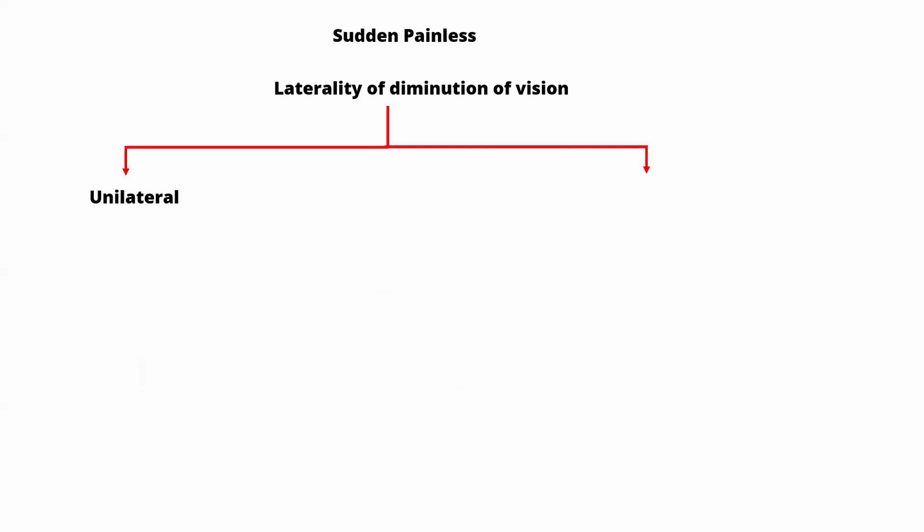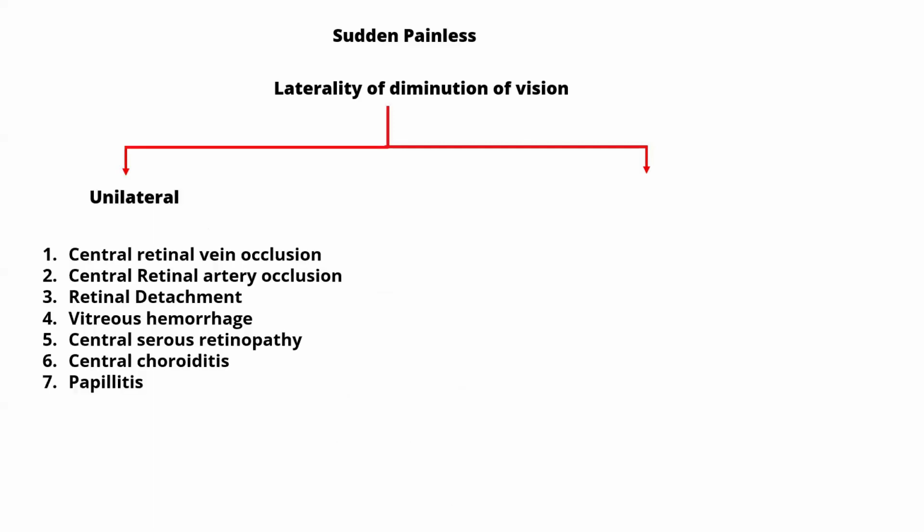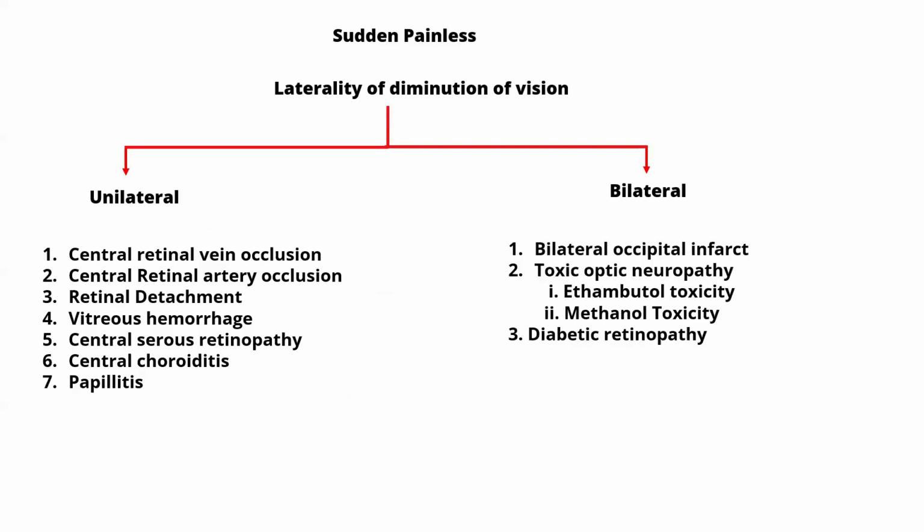If it's unilateral, what could be the cause for sudden painless loss of vision? Central retinal vein occlusion, central retinal artery occlusion, retinal detachment, vitreous hemorrhage, central serous retinopathy, central choroiditis or papillitis can present with unilateral sudden painless loss of vision. If it's bilateral, you will be thinking more in terms of bilateral occipital infarct or metabolic toxic optic neuropathy, ethambutol or methanol toxicity, or diabetic retinopathy. Diabetic retinopathy can present with bilateral painless loss of vision, but usually it is asymmetric. One eye is worse than the other.